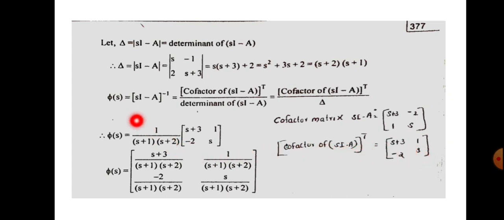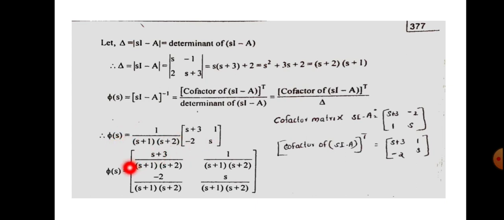So you can write phi of S, you can substitute for this. You will get the determinant of SI minus A as S plus 2 into S plus 1, so that is written here. The numerator side is the transpose of the cofactor of SI, that is S plus 3, 1, minus 2 and S. Okay, now you got the value of phi of S.